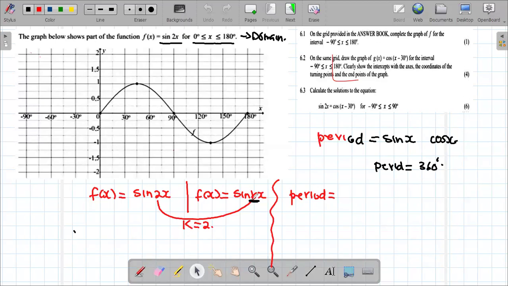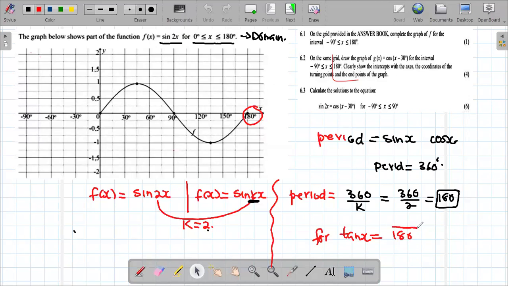But because now I have the ratio of the period, which is k, my period will be 360 divided by k. And what is k? 2. So the new period will be 360 divided by 2, which is 180. As you can see in this graph, I have 180 here. The normal graph's period is 360, but for tan, the period is 180. So if I have tan 2x, the period will be 180 divided by 2, which is 90 degrees.